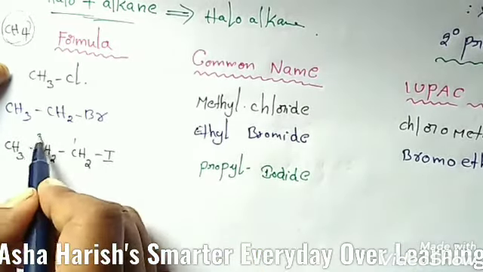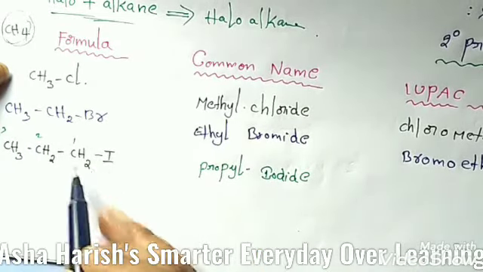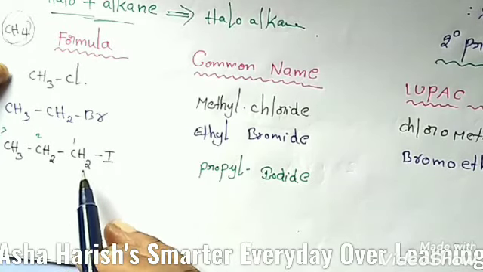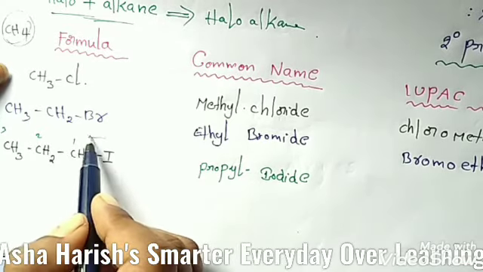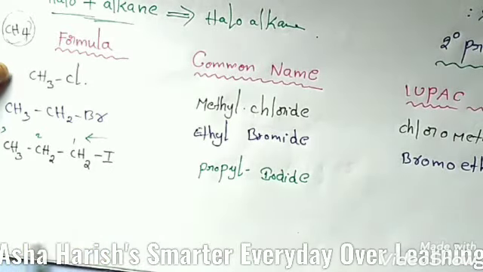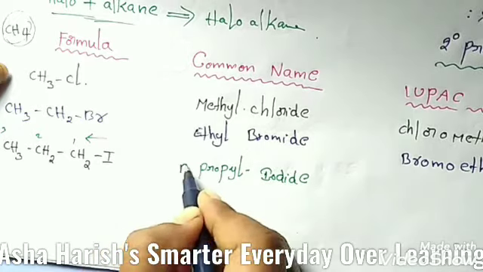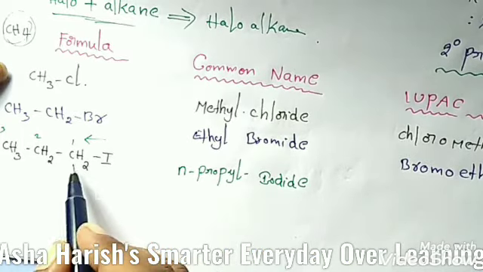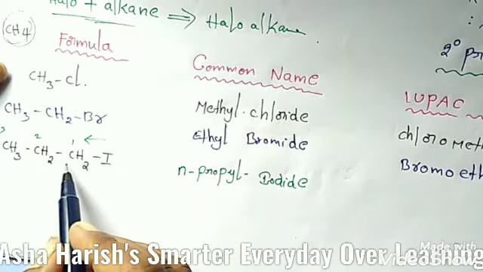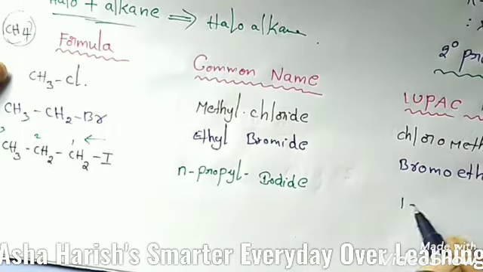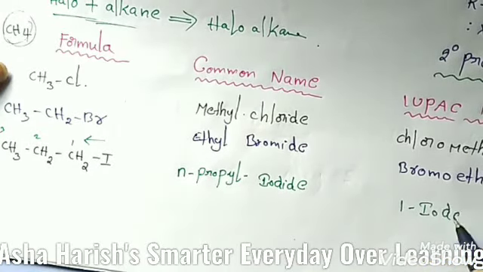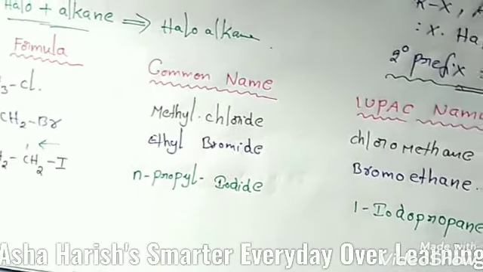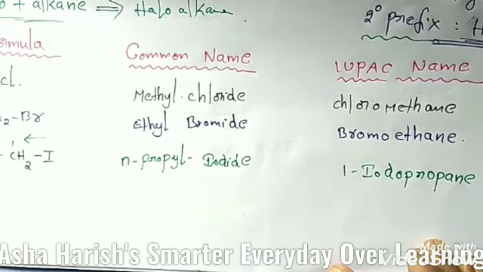If you give the numbering to these carbon atoms, you should give the first preference to the carbon where the substituent is added, that is CH2 here, so you should give number 1. From right to left you are numbering these carbon atoms. Then, students, it is called n-propyl iodide. At which carbon atom is iodine added? At the first carbon, so 1-iodopropane. This is the IUPAC name of this compound, 1-iodopropane.